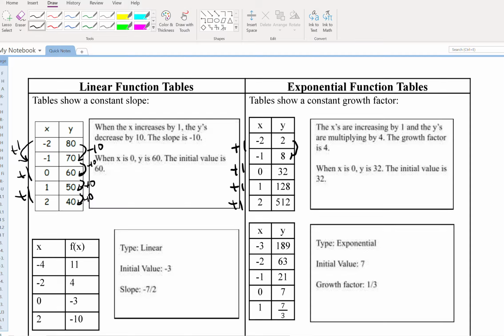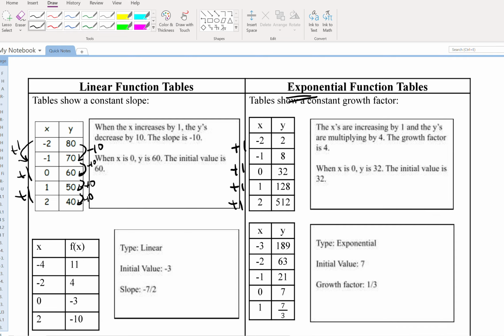But here, if you go, okay, well, this is plus 6, but 8 plus 6 is not 32. So that doesn't work. This would be plus something bigger than 6. So that's not constant.